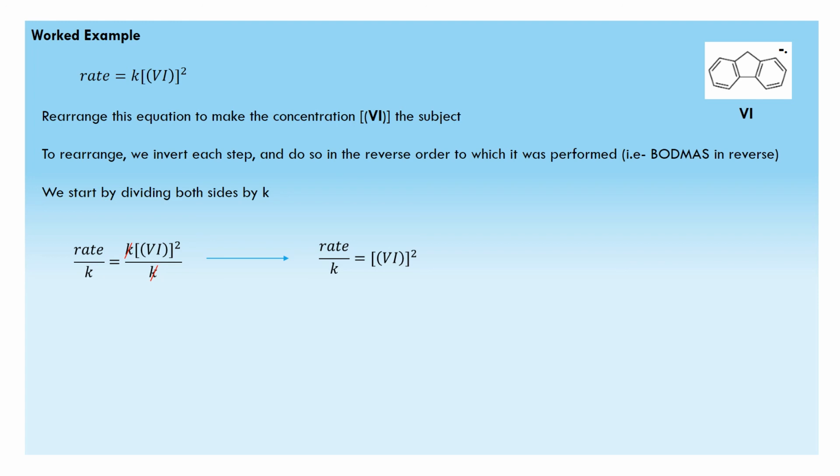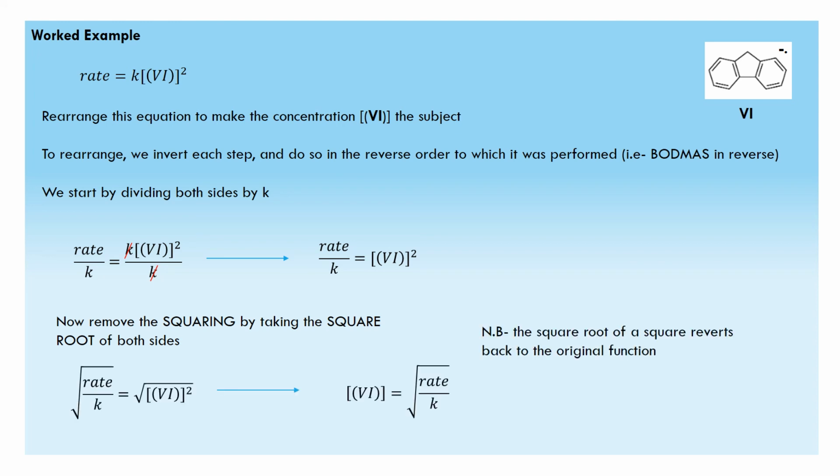And of course, we know that on the right-hand side, both of those k terms will cancel each other out. So we're left with rate over k equals VI squared. Now we remove that squaring, or that square operator, by taking the square root of both sides. So in this case, the square root of rate over k equals the square root of VI squared. And remember that the square root of a square reverts back to its original function. We essentially cancel out the square there. So the result of that rearrangement is that the concentration of VI equals the square root of rate over k.